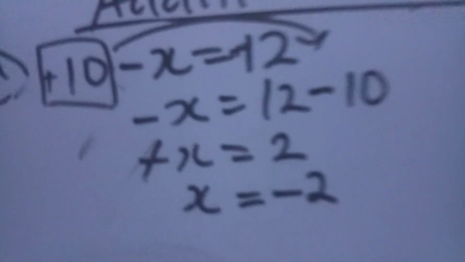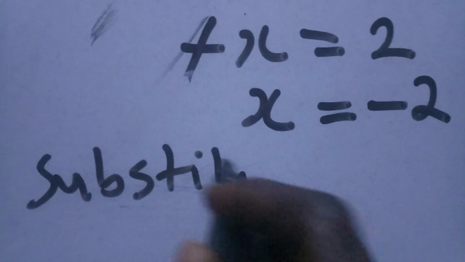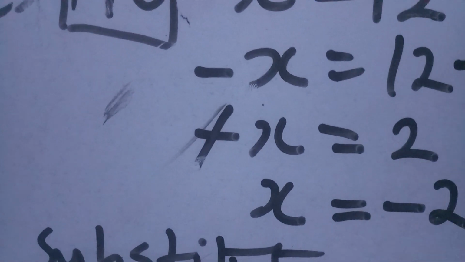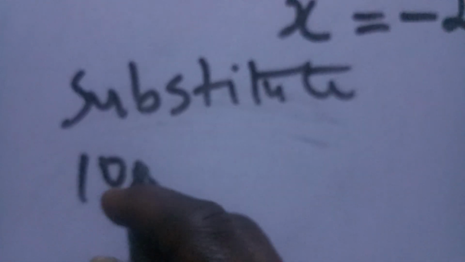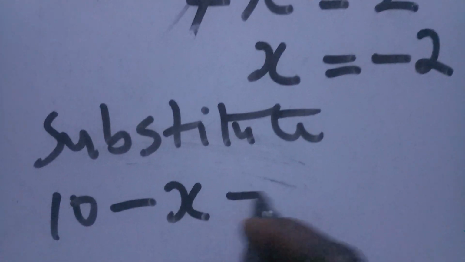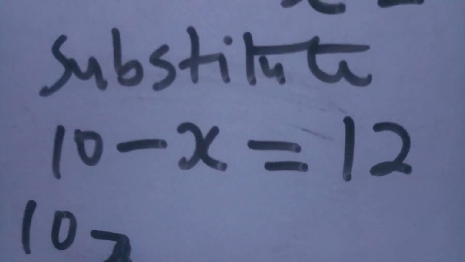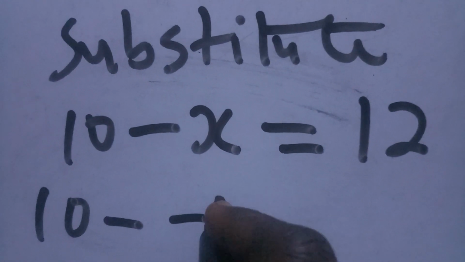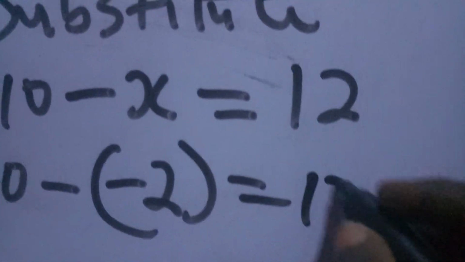So let's now substitute our answer. Our x is minus 2. Let's go back to our original equation. That is 10 minus x is equal to 12. You write 10 minus, the original minus that is in the equation, and your x is minus 2. You bracket it. It's equal to 12.